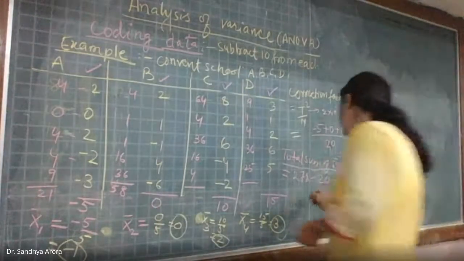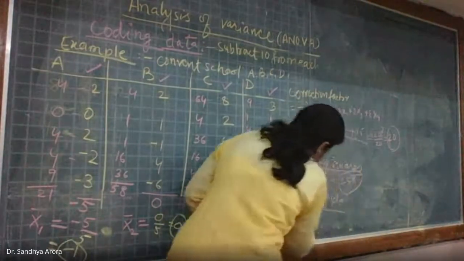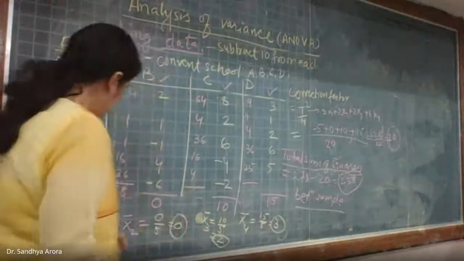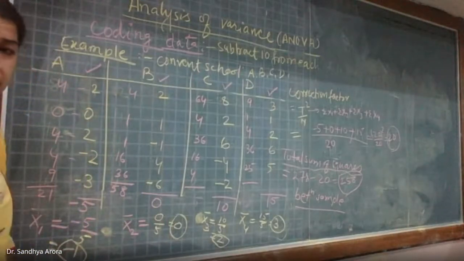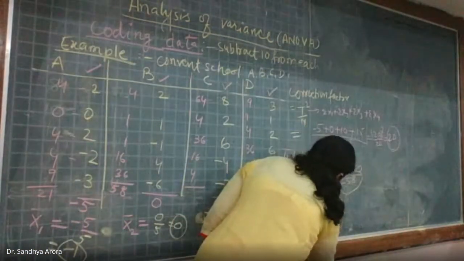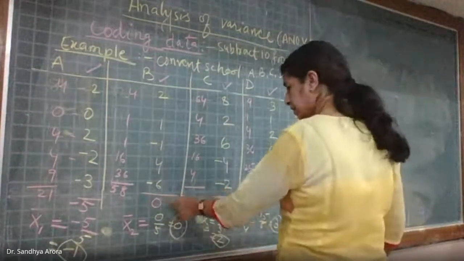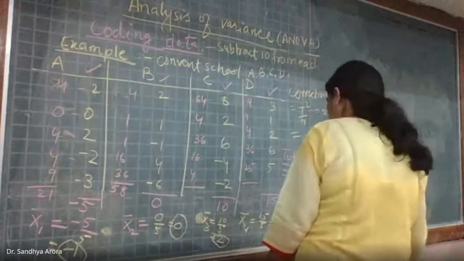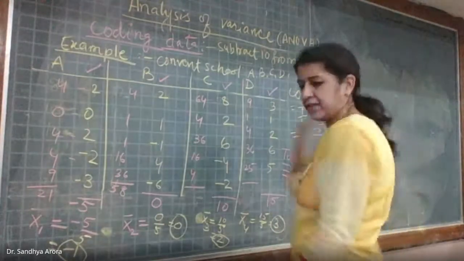Total sum of square is this, and you can calculate between sample variance also. Between sample कैसे निकालोगे? Correction using shortcut method. Between sample will be this: -5 का whole square divided by 5, plus 0, plus 10 square divided by 5, plus 15 square divided by 5, minus 20. Calculate this.